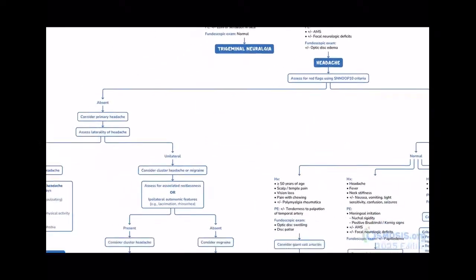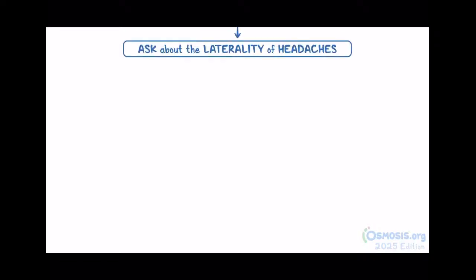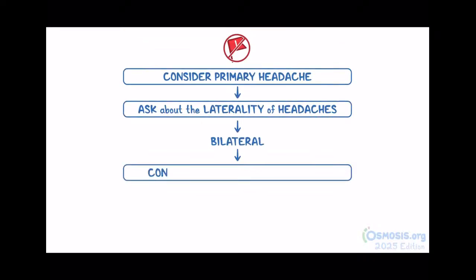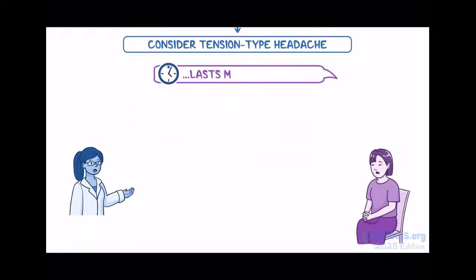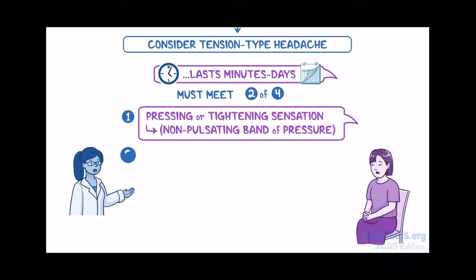If red flags are absent, consider primary headache and ask about the laterality of headaches. If the headache is bilateral, consider a tension-type headache, so assess the criteria for tension-type headaches. These headaches can last minutes to days and must meet at least 2 of the following 4 characteristics. First, these headaches are associated with a pressing or tightening sensation. Sometimes, your patient will describe this feeling as having a non-pulsating band of pressure around the head.